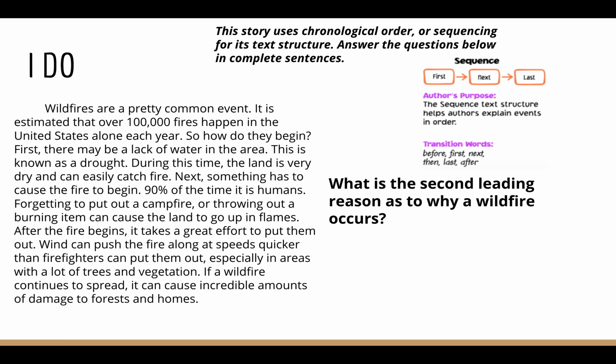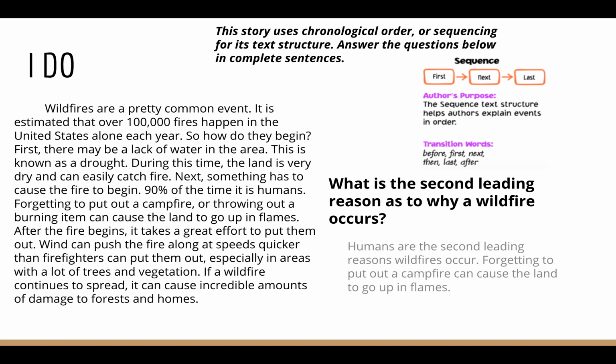What is the second leading reason as to why a wildfire occurs? I wrote, humans are the second leading reason wildfires occur. Forgetting to put out a campfire can cause the land to go up in flames. Again, I'm not just copying it straight from the text. I'm putting my own spin on it, which is good.